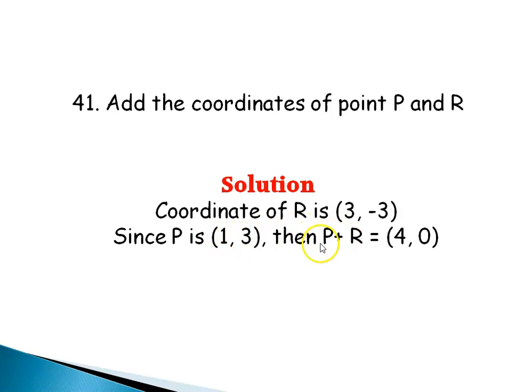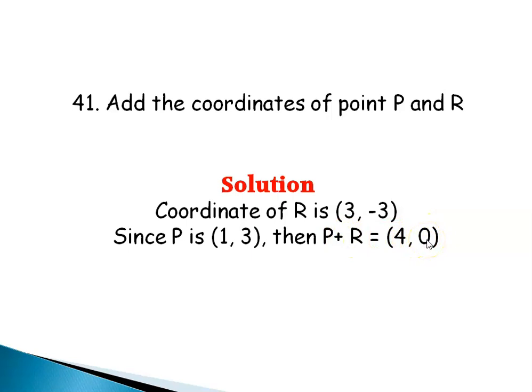So if they're asking you to add the coordinates of P and R, that means add X of R to the X of P and then add the Y of R to the Y of P. So 3 plus 1 is 4. Minus 3 plus 3 is 0. So P plus R is 4, 0.